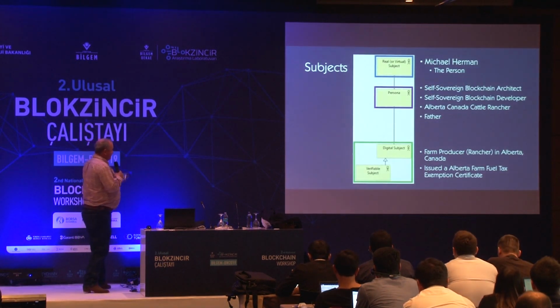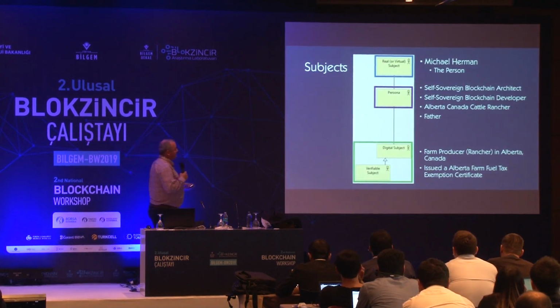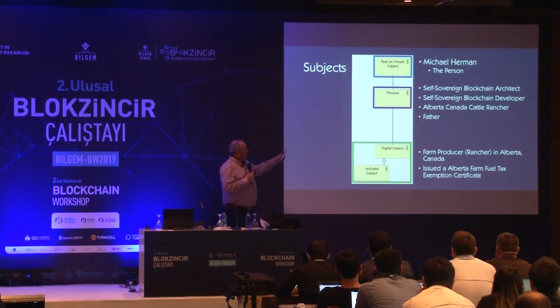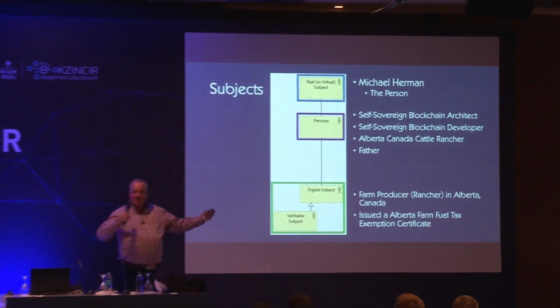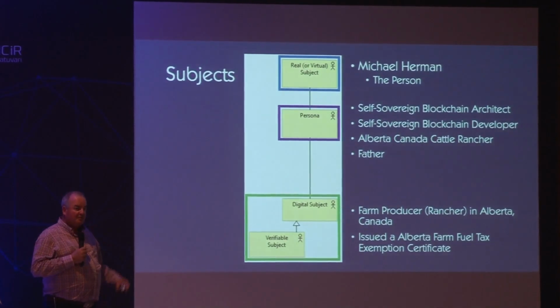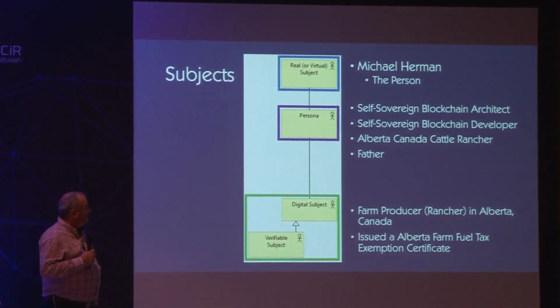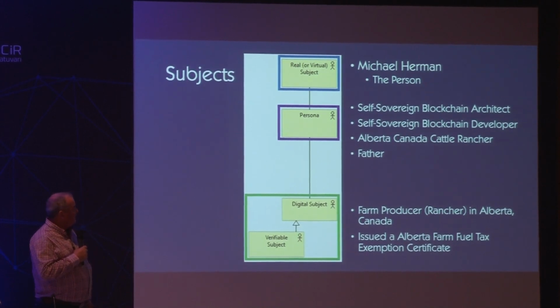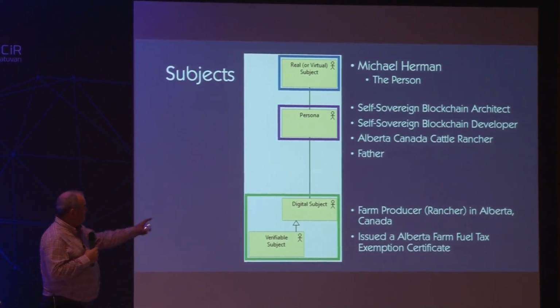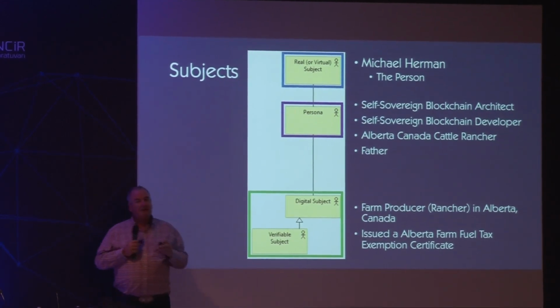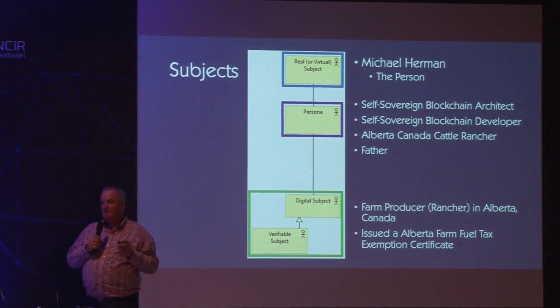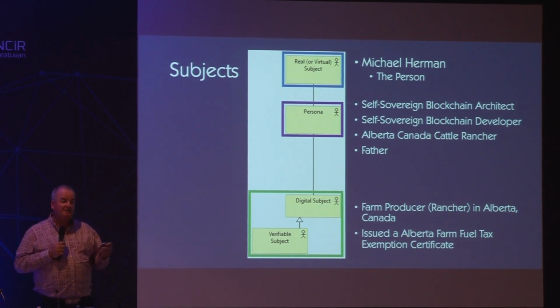So at the top here we have the real or the virtual subject, for example, myself. There are different personas, different roles I have, different ways that I appear to other people. Personas are fairly common in conventional software development. And then you have the digital subject, the digital analog of that persona. The idea is that people will have more than one digital identifier. There are many scenarios where you'll have more than one digital identifier. Phil talked a little bit about that this morning.